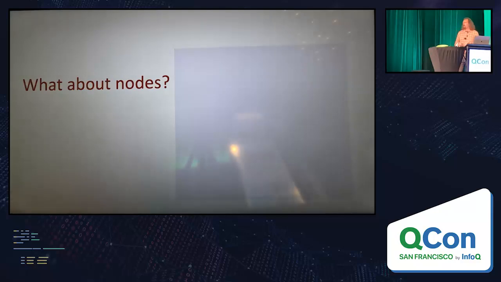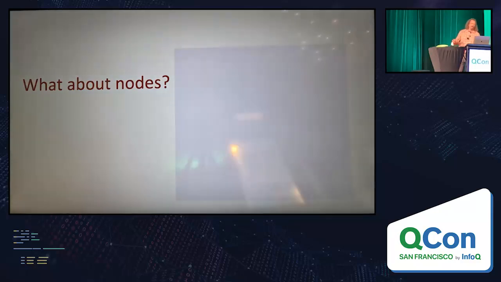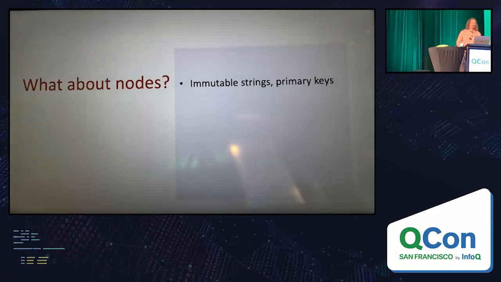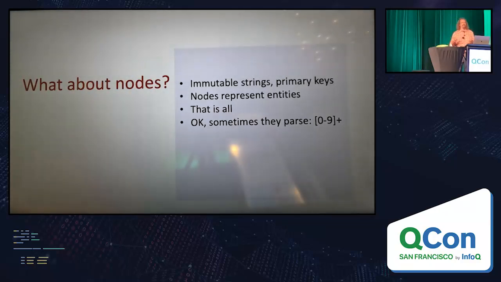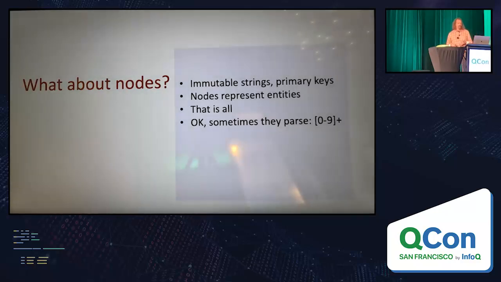Okay, so now a question you might ask here is, well, what about nodes? We've only talked about edges. That's kind of on purpose. Nodes are just immutable strings, like their primary keys. They represent entities, that's it. Sometimes they parse. Like you could have a node that's 7, and 7 has a meaning as an integer. And so when we give that node a type, like int, it just means I want something that parses as an integer.